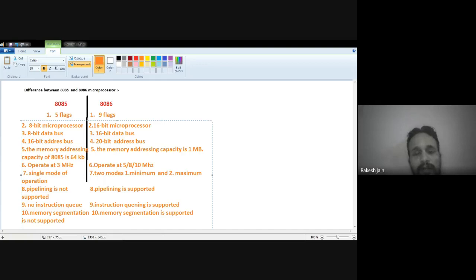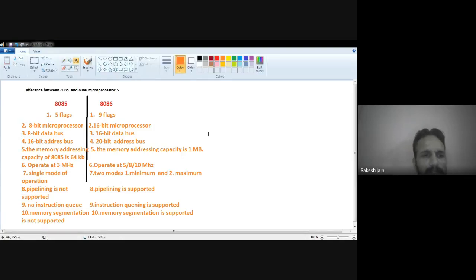In case of 8085 microprocessor, the general purpose register is the accumulator, which is generally used for arithmetic and logic operations. That is an accumulator based microprocessor, but 8086 is a general purpose register based microprocessor. So this is a general difference.